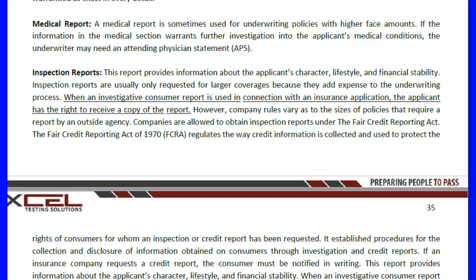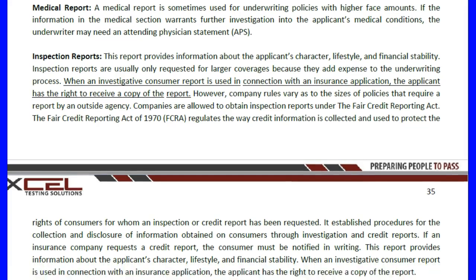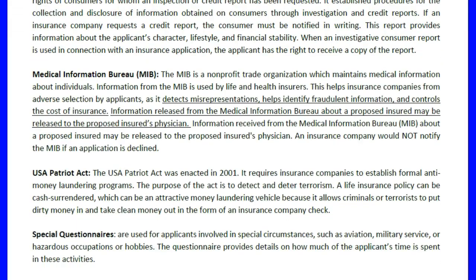Special inspection reports. This report provides information about the applicant's character, lifestyle, and financial stability. They are just used for larger coverage because they add expense to the underwriting process. MIB. MIB is a non-profit trade organization which maintains medical information about individuals. Information from MIB is used by life and health insurers. It helps insurance companies with a diverse selection of applicants.